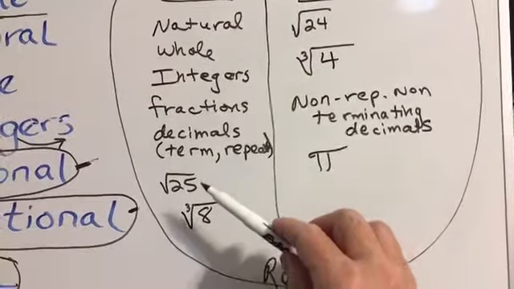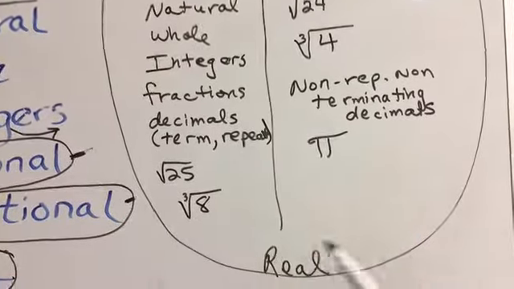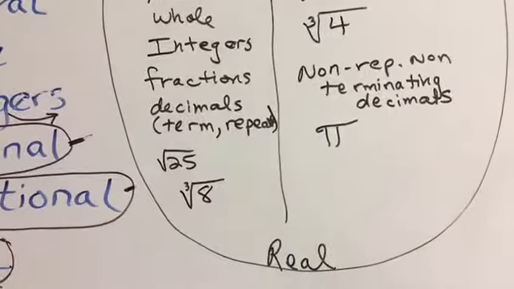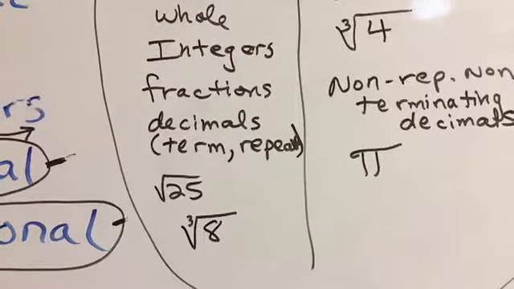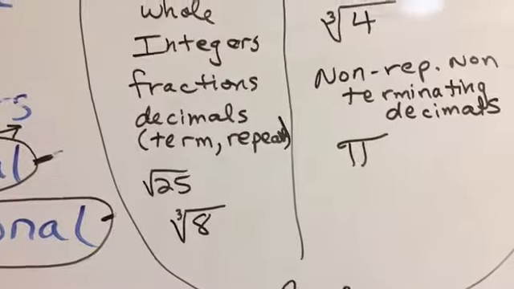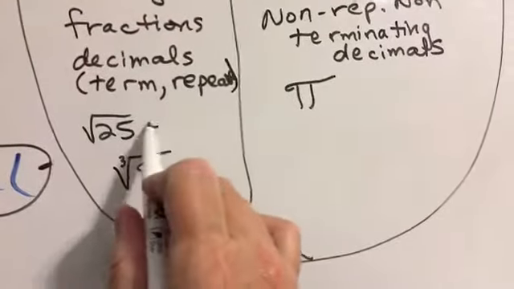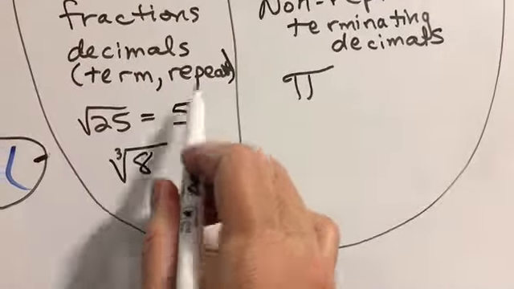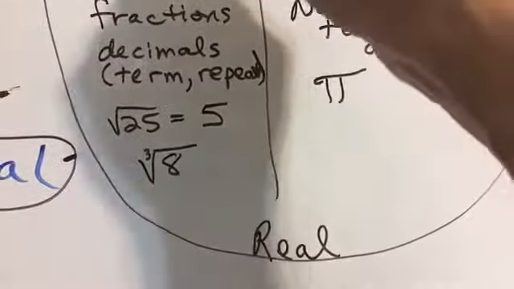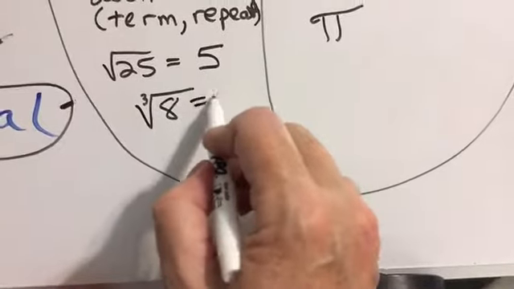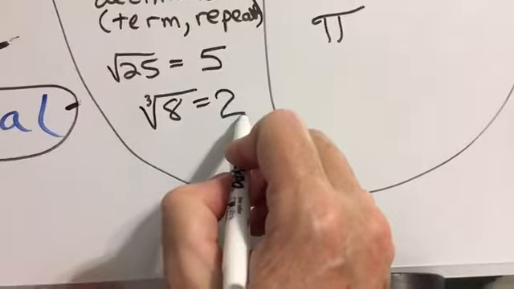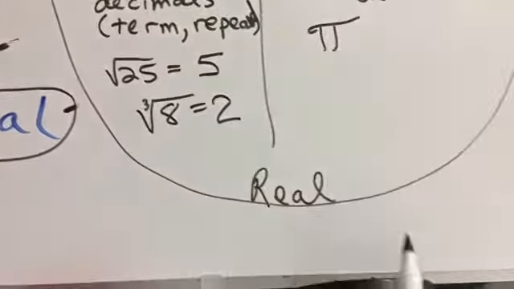And then we have our square roots and our cube roots and our fourth roots and our fifth roots. Any kind of root that comes out evenly. In other words, square root of 25 is exactly 5. Since 5 belongs in the integers, then it is a rational number. Cubic root of 8 is exactly 2. So since it becomes an integer or a whole number, it is rational.